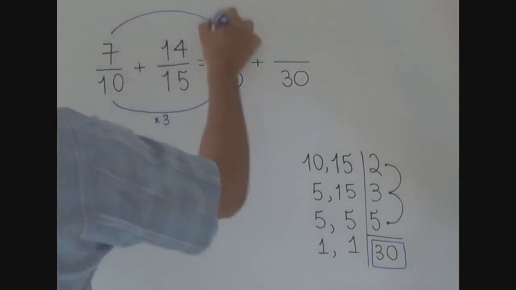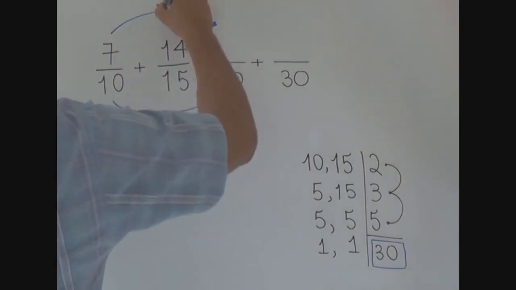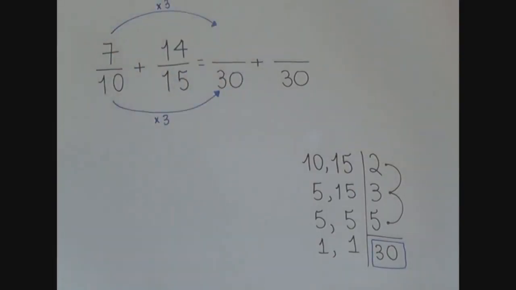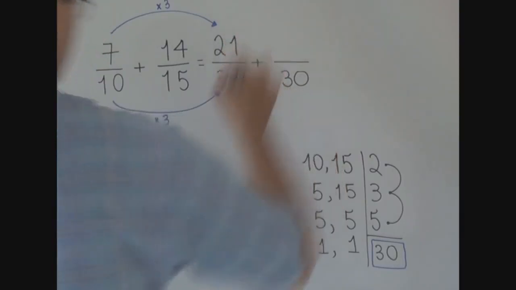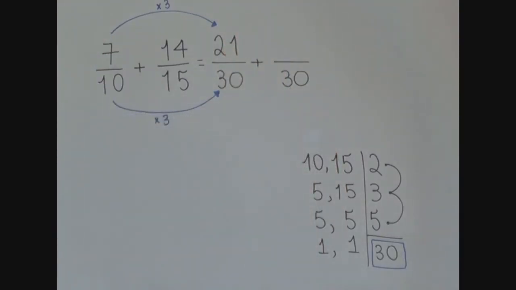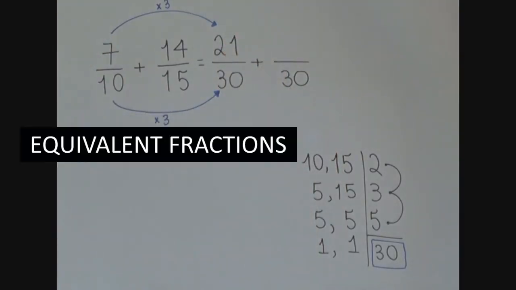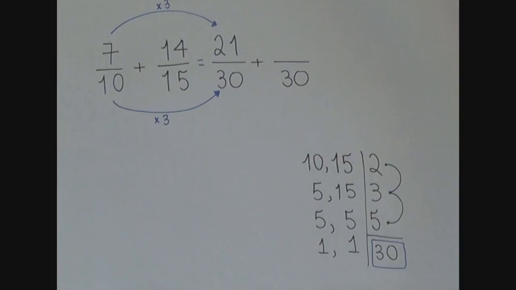So what is going to be the new numerator of the equivalent fraction? You just multiply 7 times 3 and get 21. That's how it works. To get an equivalent fraction, you multiply the numerator and denominator by the same number. So we can say that 7 over 10 is a fraction equivalent to 21 over 30.